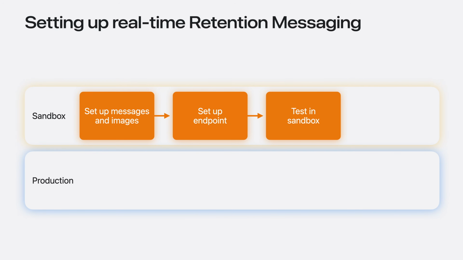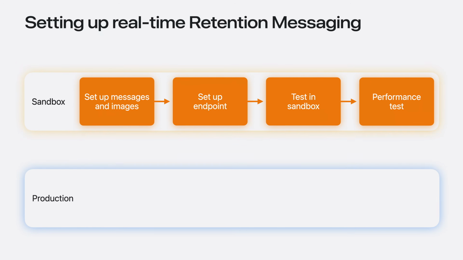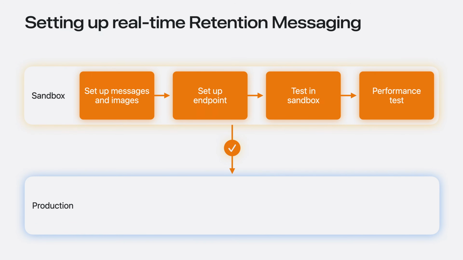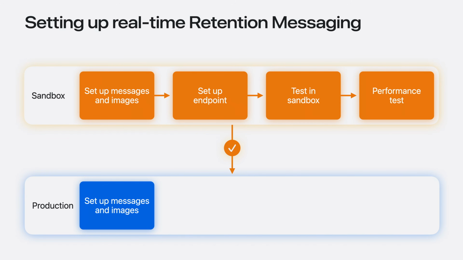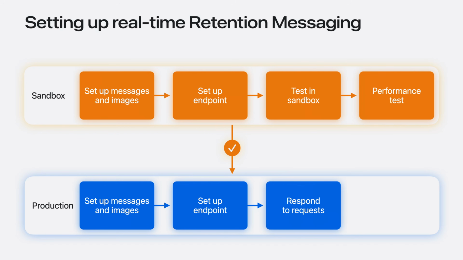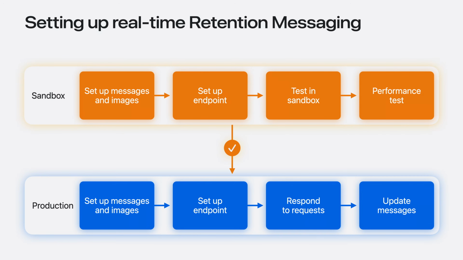After you are satisfied with your testing in Sandbox, start a performance test. When your performance test passes, then set up messages and images in production, followed by your production endpoint. At this point, you are ready to begin responding to requests from the App Store. Remember to always keep your production messages and images up to date.